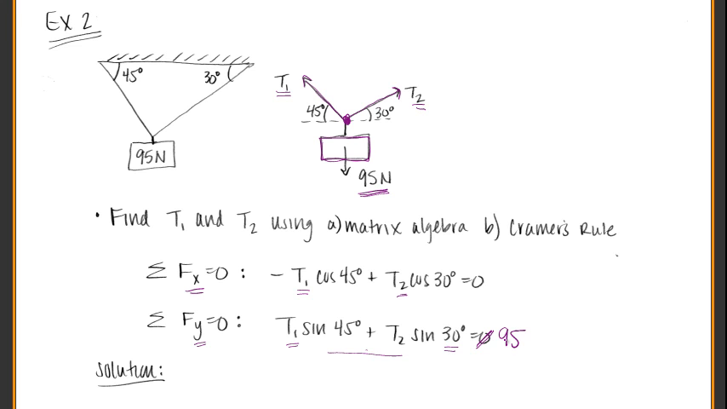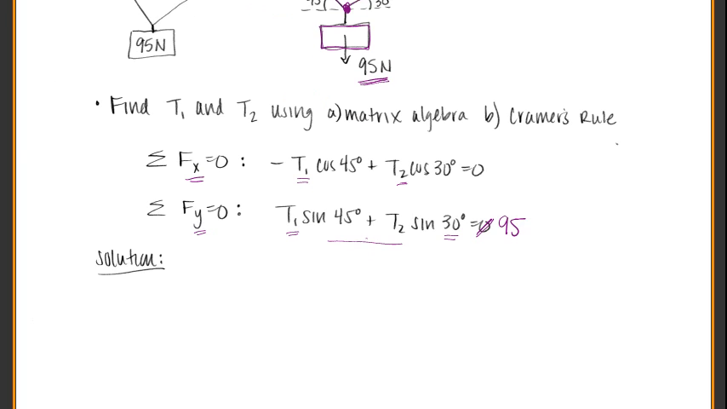Okay, so here are our two main equations. If we put the cosine of 45 and the cosine of 30, and the sine of 45 and 30 into our calculators, let's actually get more of a numerical coefficient. And then that way we can see really what we're working with.